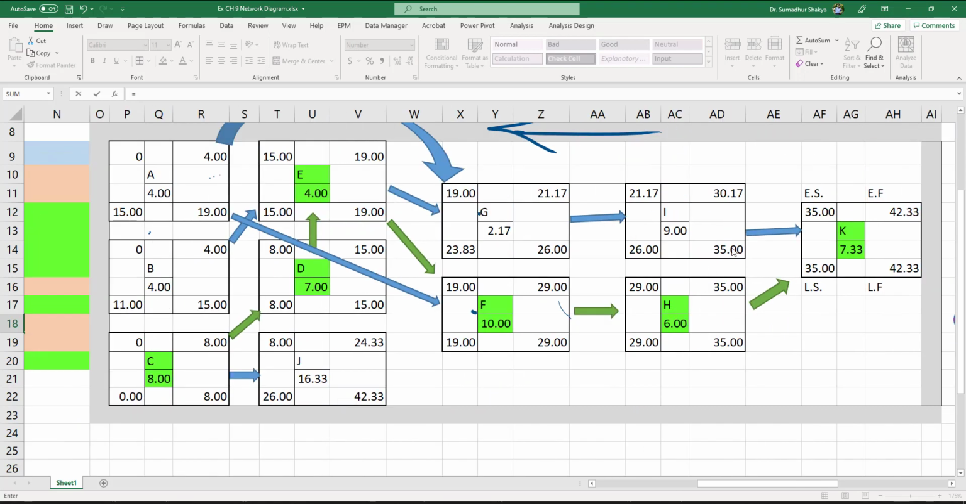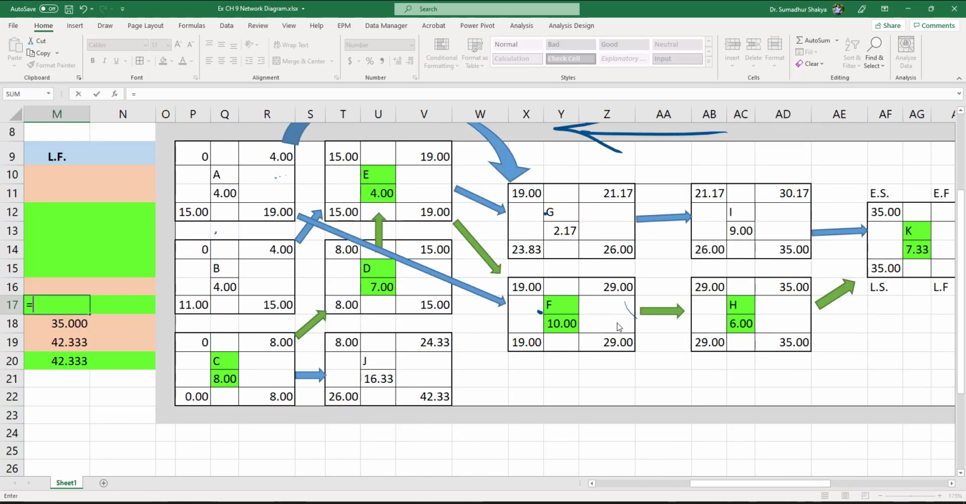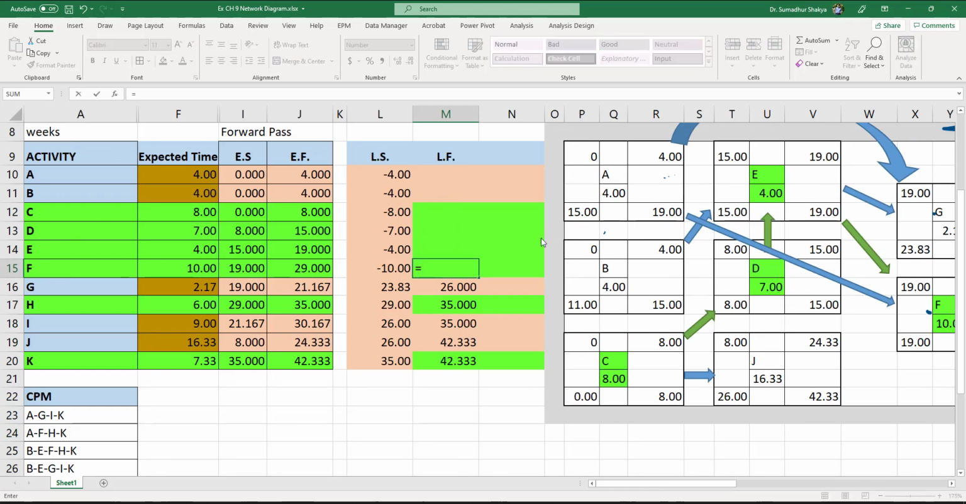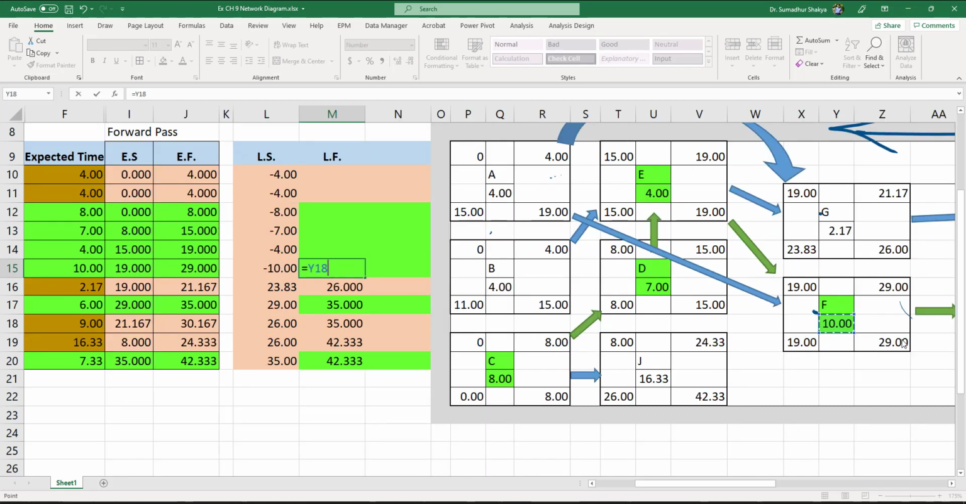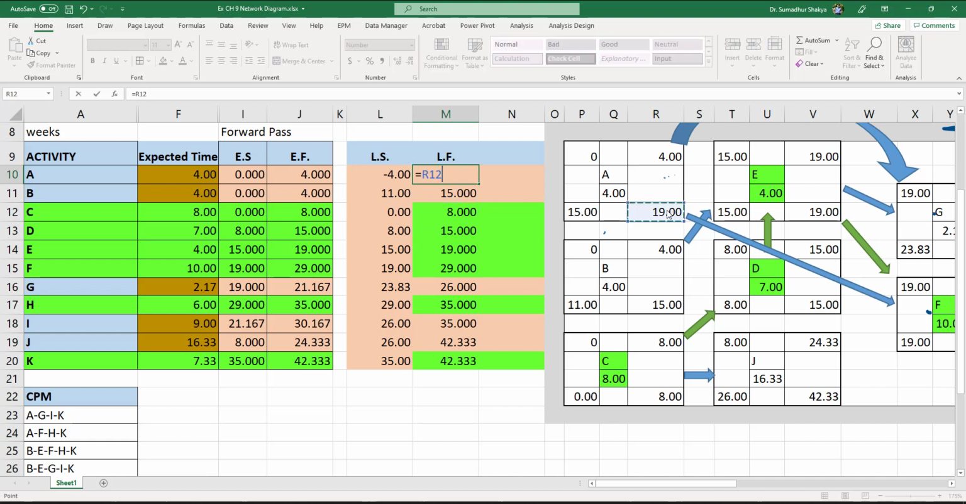For I, 35. For H, where's H? H, it's 35. Then it's G. So for G, it's 26. Then prior to G is F, then E is 19, D is 15, C is 8, B is 15, and A is 19.